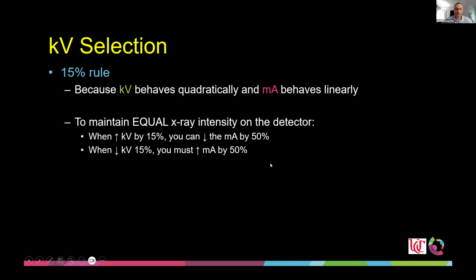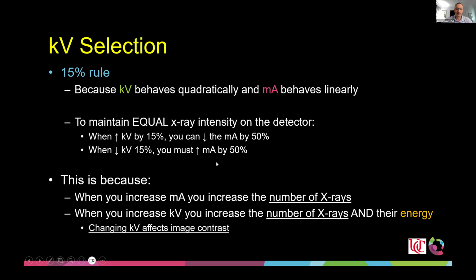contrast in the image. Because of this, we have that 15% rule that most of you were probably taught in school. Because KV behaves quadratically and MA behaves linearly, if we increase KV by 15%, we can decrease MA by 50% and get the same image quality. Conversely, if we decrease KV by 15%, so we can see more bony anatomy, we need to increase the MA by 50% so it's not too noisy in the image. So you get good contrast because of KV selection, and the noise isn't too bad.